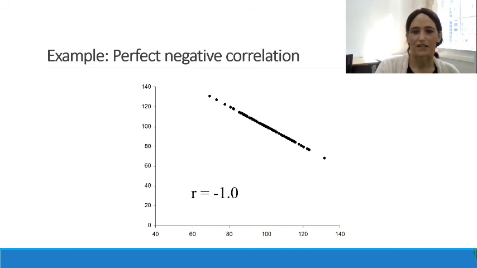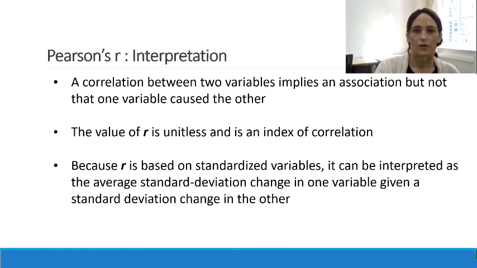So, but that's just visually what a perfect correlation looks like. Again, the lowest the correlation could go is negative 1. The highest it could go would be positive 1. Again, the magnitude is by the numeric value, the sign is the direction of the relationship. So a correlation between two variables implies an association, but not that one variable causes the other.